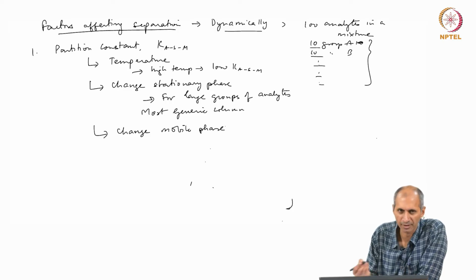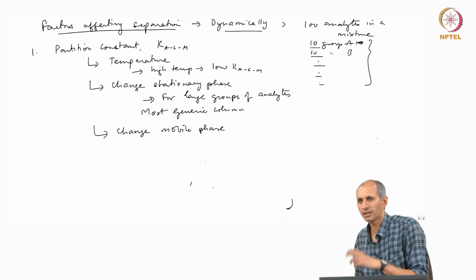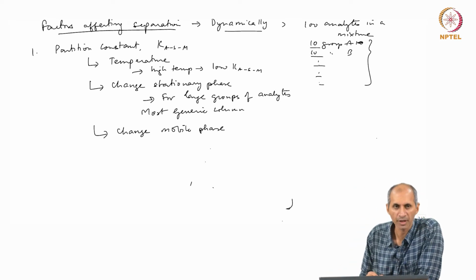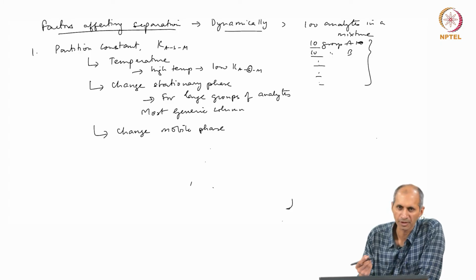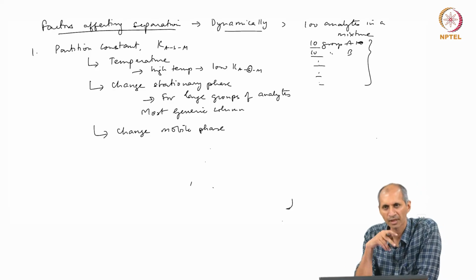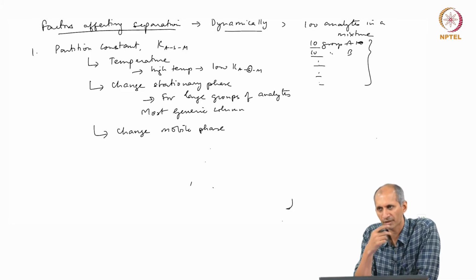This is a possibility. These three things are the only things in the system to change the partition constant. Because when you are changing the stationary phase, you are introducing a compound that has a greater or lesser affinity to an analyte. Similarly, you can also change the mobile phase, introducing a compound with greater or lesser affinity.